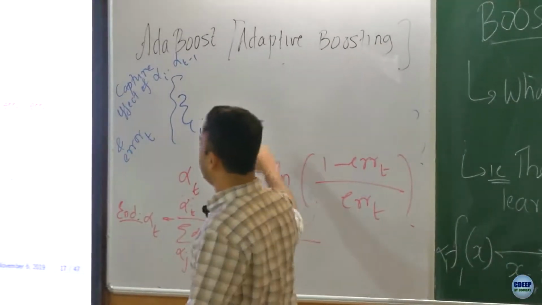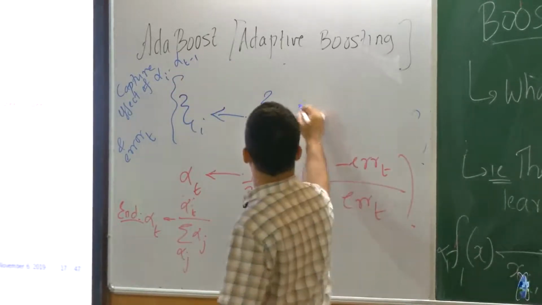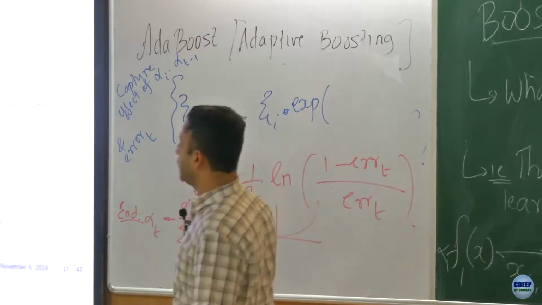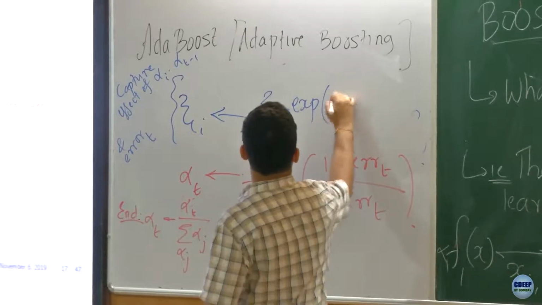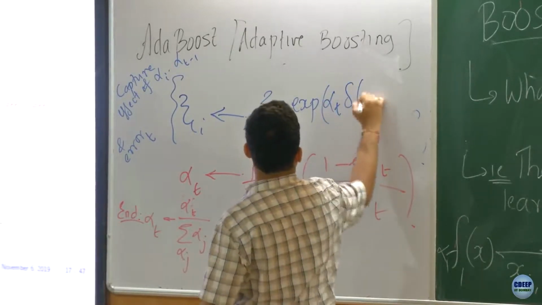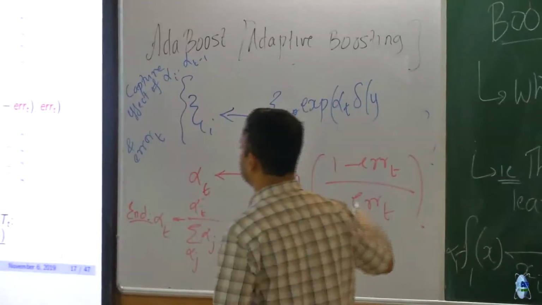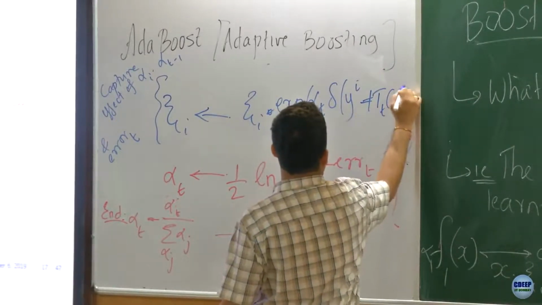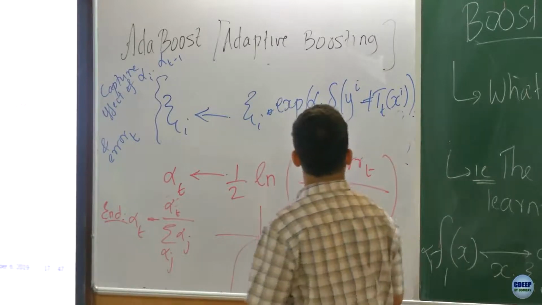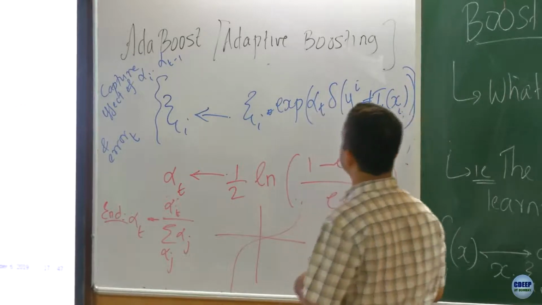Now if we set the new xi to be the previous xi times some form involving the current error, exp of alpha t delta, that is, delta is basically measuring whether I made an error on that ith instance or not. Okay. So there are two parts to it.